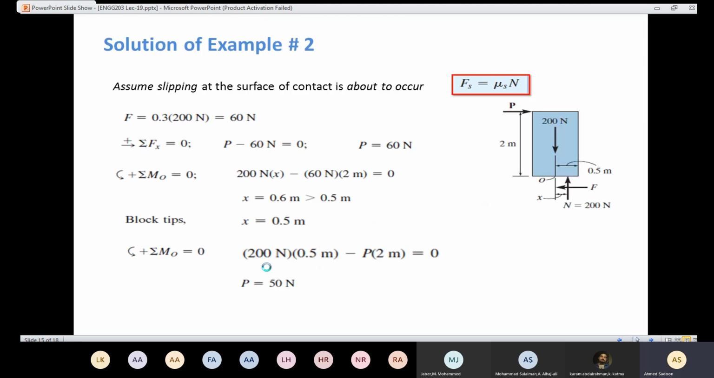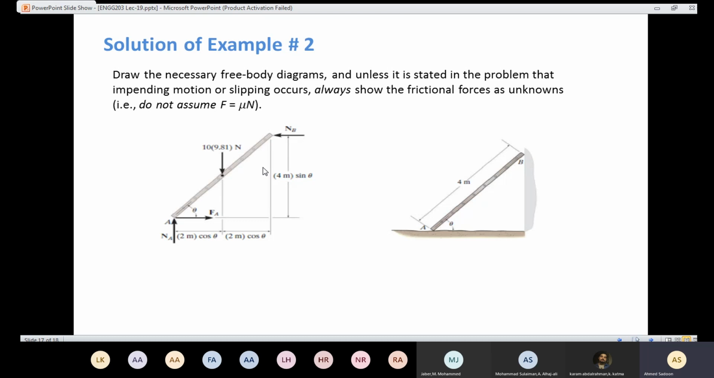And here we have the distance for meter. The length of the ladder is 4 meters here. That means the distance here is going to be 4 cosine theta, and here the distance is going to be 4 sine theta. So if this one here is 4 cosine theta, that means the distance from here is going to be 2 cosine theta, and this one is 2 cosine theta as well.